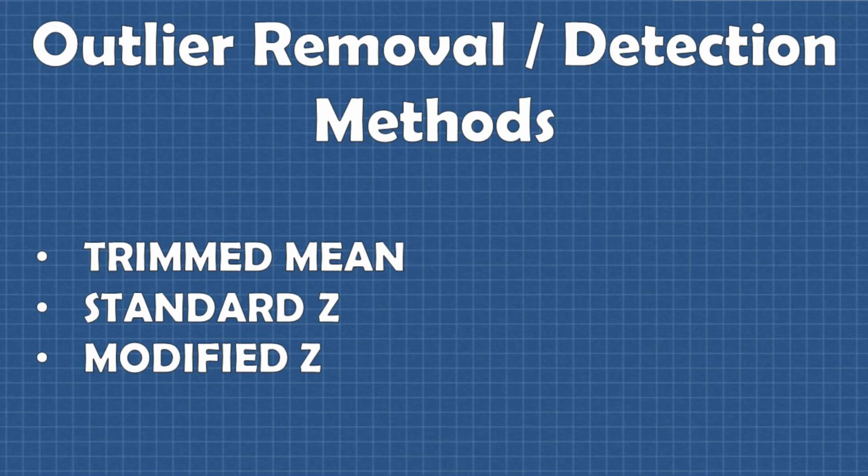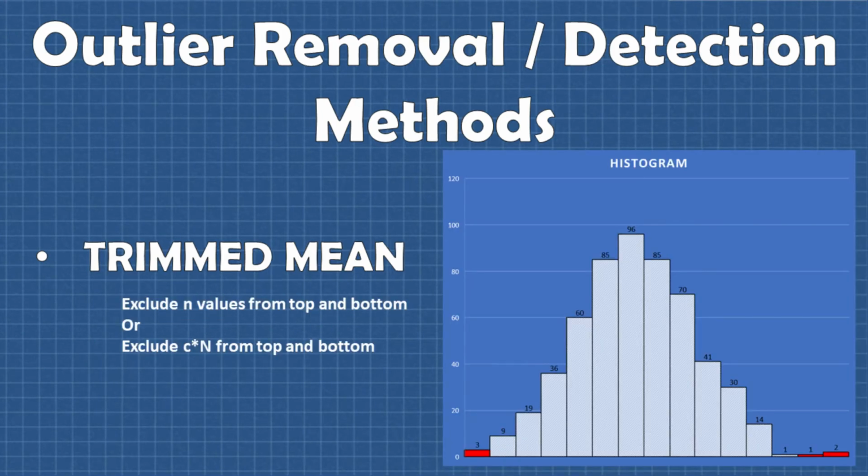Anyways, let's dive in. Before we do this in Excel, let's quick run through each method. First is the trimmed mean method. This is not a method for detecting outliers, but it is one way of removing the potential outlier values in order to give us a potentially more accurate mean.